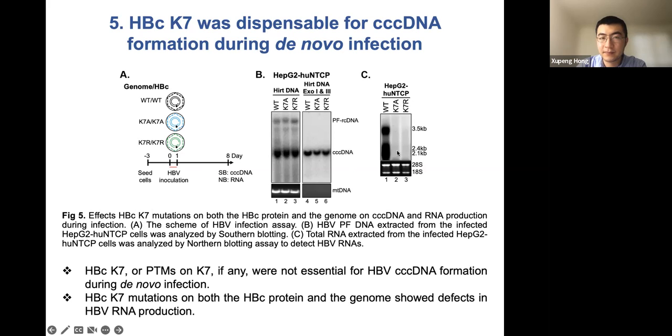RNA production. This tells us the K7 mutation is not required for cccDNA formation, but it has defects in RNA production. Since the mutations are on both the core protein and the genome, we wanted to separate the two.